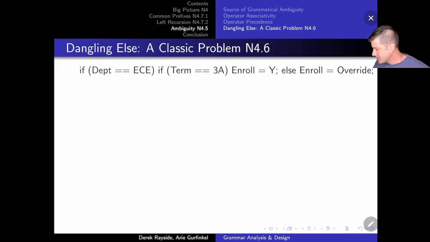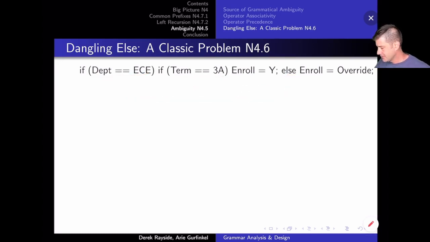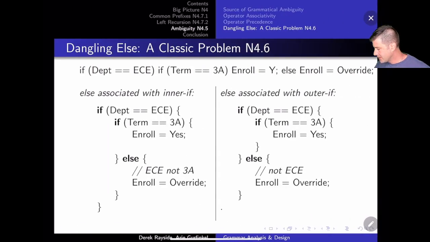There is an if statement outside here. There's another if statement in here, and there's this else. And so the question is, is this else for this if, or this else for this if? And you can't really tell from this. If we look at the two examples that I was showing, whether this else belongs to the inner if, or whether this else belongs to the outer if.